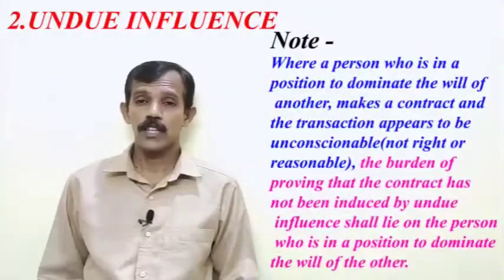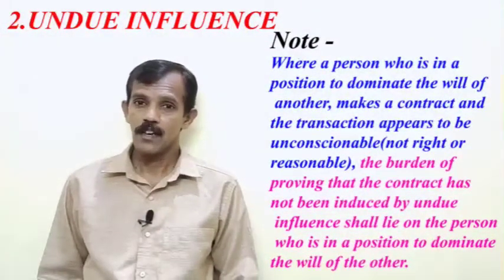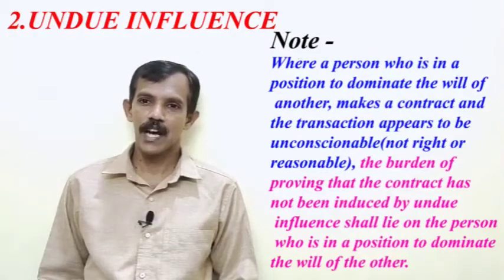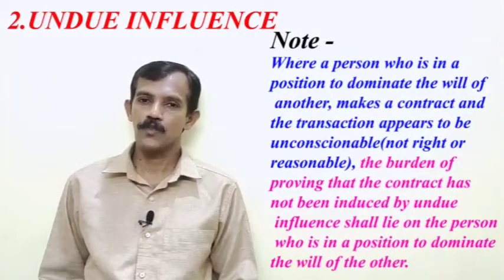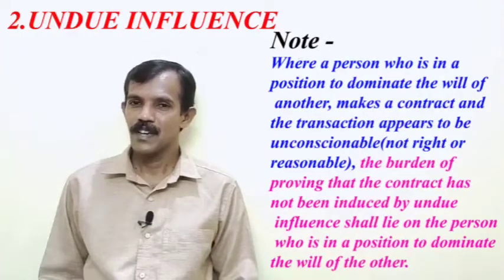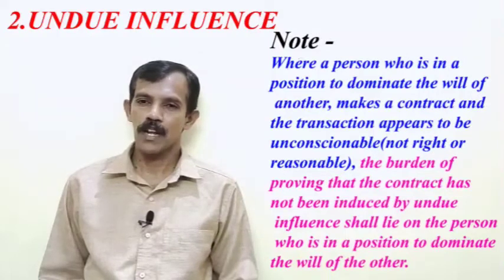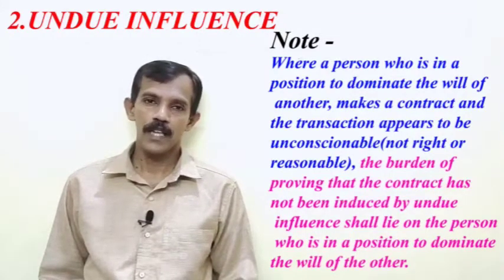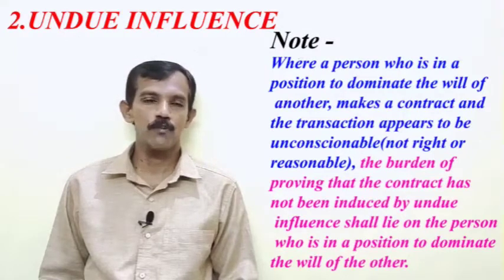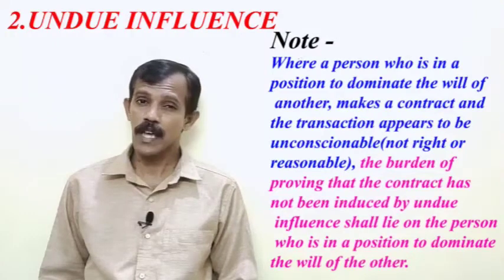Where a person who is in a position to dominate the will of another makes a contract and the transaction appears to be unconscionable, the burden of proving that the contract has not been induced by undue influence shall lie on the person who is in a position to dominate the will of the other.